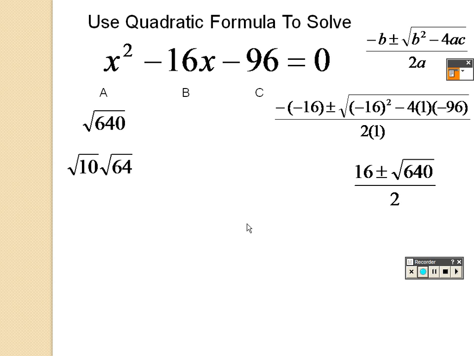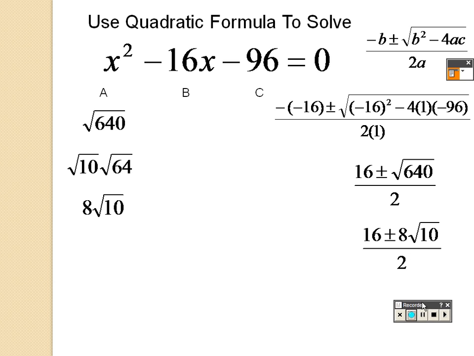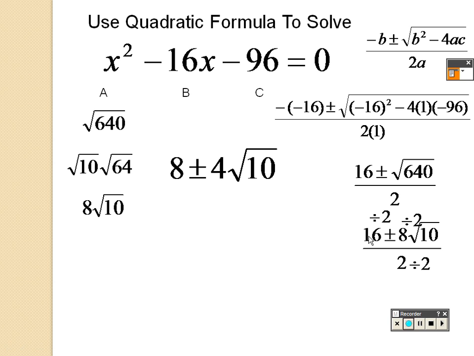Square root of 640 I can separate into root 10 and root 64, and I chose that because square root of 64 is 8. So when you separate it, it's 16 plus or minus 8 root 10 over 2, and I can divide each of those by 2. So I end up with 8 plus or minus 4 root 10 as my answer, which is 20.65 and negative 4.65.